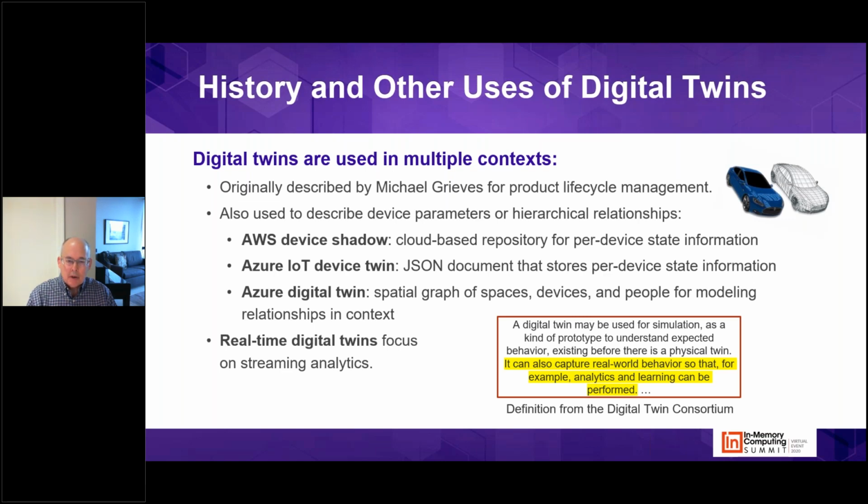They've also been used extensively in IoT platforms. For example, AWS Device Shadow tracks the parameters of a device. Azure has a similar device twin. In addition, Microsoft Azure Cloud has a digital twin model, which provides a spatial graph for describing buildings, spaces, devices, and people, and modeling the hierarchical relationships between them, so that a hierarchical view of a very complex set of entities in the real world can be tracked with a digital twin model.